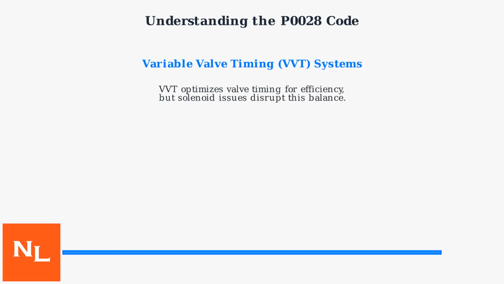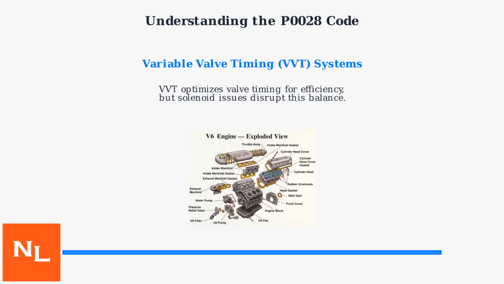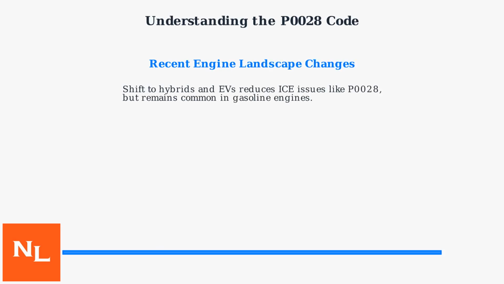Variable valve timing systems optimize valve timing for efficiency, but solenoid issues disrupt this balance. This exploded view shows engine components, including where VVT solenoids are located. The shift to hybrids and electric vehicles reduces ICE issues like P0028, but it remains common in gasoline engines.